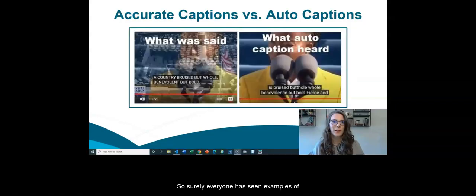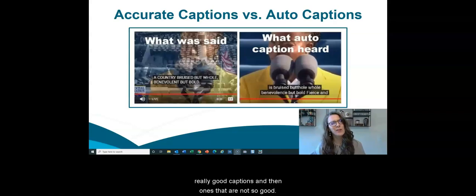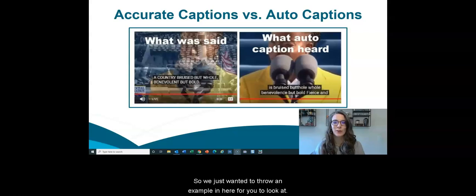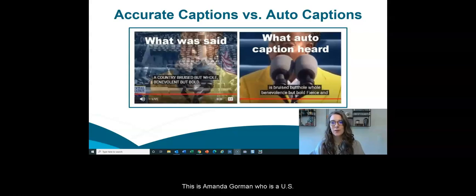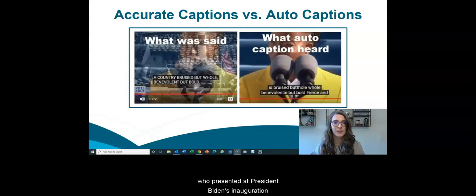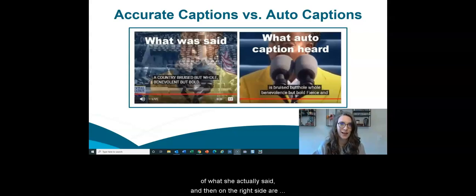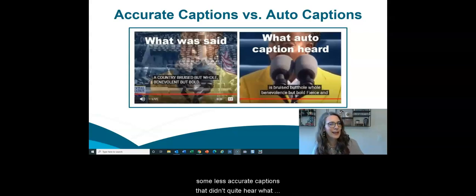Surely everyone has seen examples of really good captions and then ones that are not so good. So we just wanted to throw an example in here for you to look at. This is Amanda Gorman, the U.S. Youth Poet Laureate who presented at President Biden's inauguration. You can see on the left side are the correct captions of what she actually said, and then on the right side are some less accurate captions that didn't quite hear what she said. I'll give you just a minute to look at that.